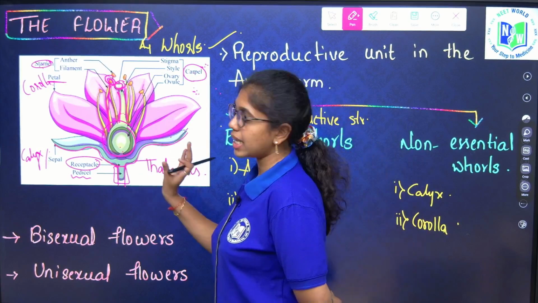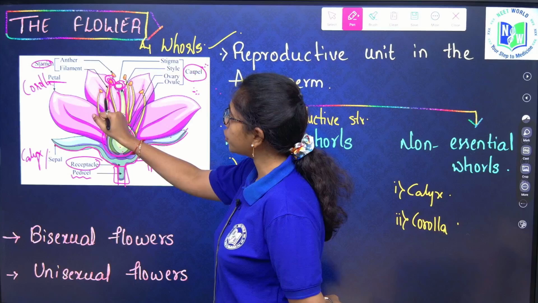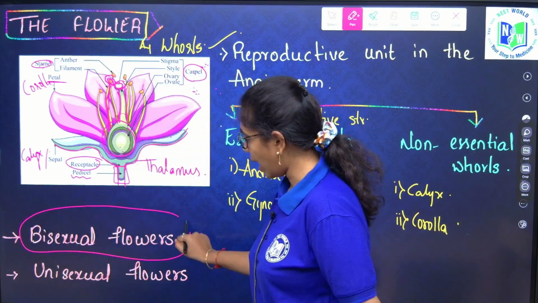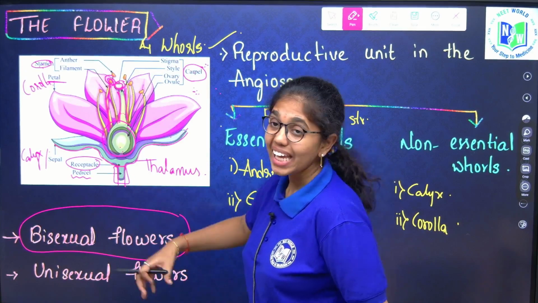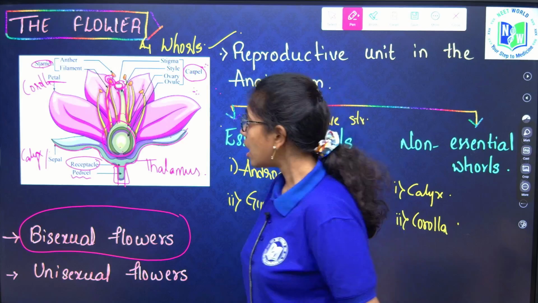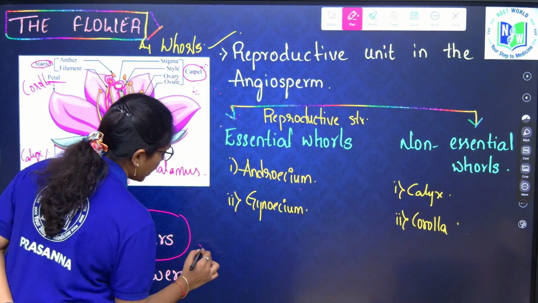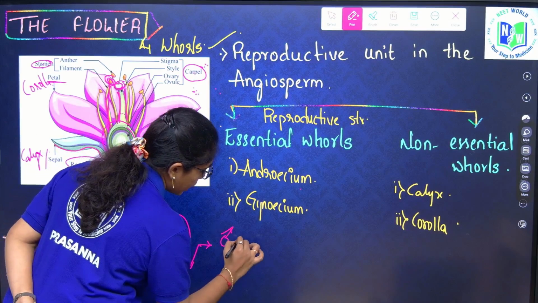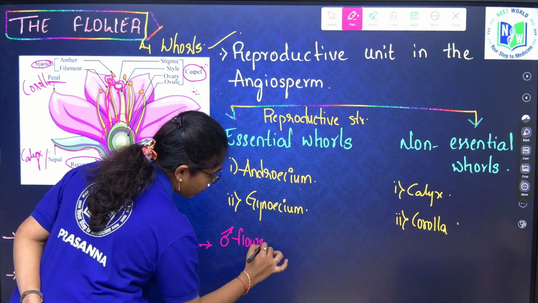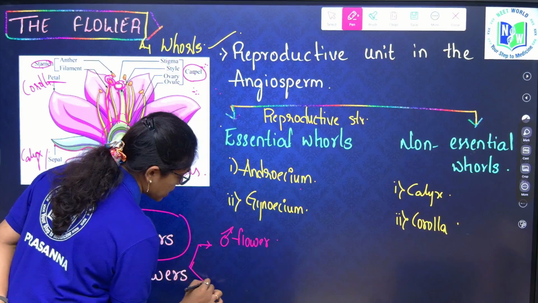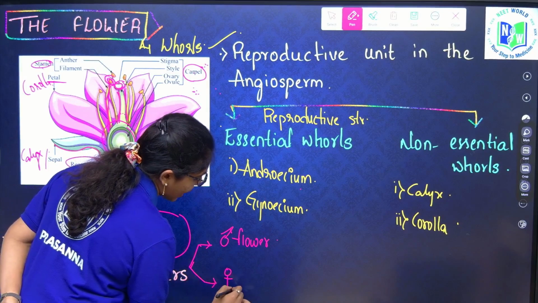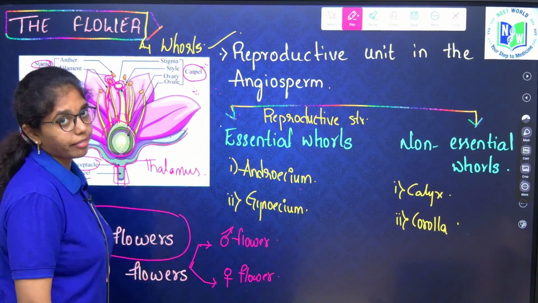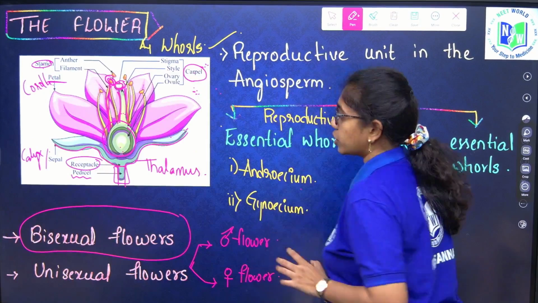So, on a single flower, if both androecium and gynoecium are present, then it is said to be a bisexual flower. If at all only androecium is present inside a flower, then you will be calling it as a male flower. If at all only gynoecium is present in a flower, then you will call it as female flower. Then you will call it as what? Female flower. Clear? Clear with the structure of a flower?